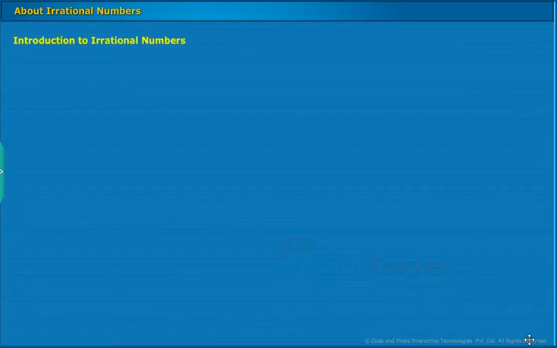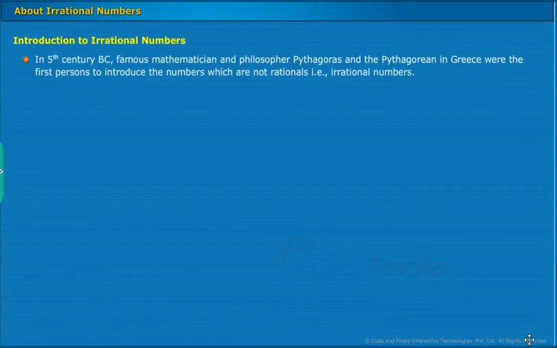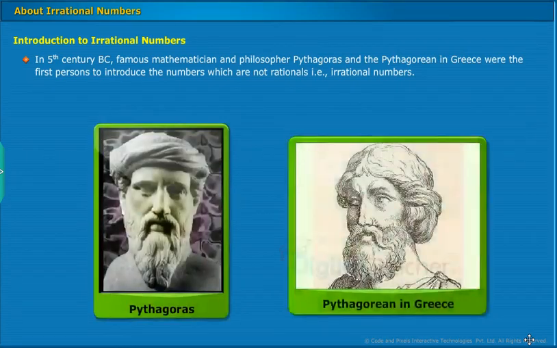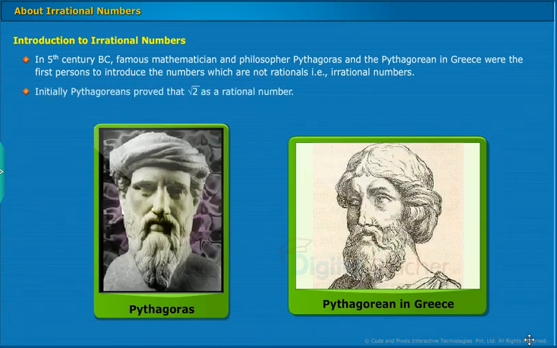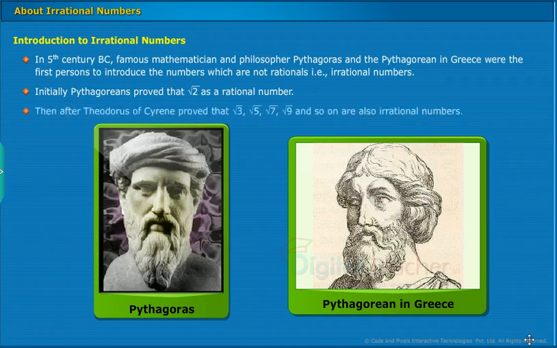Let us see a brief introduction to irrational numbers. In the 5th century BC, the famous mathematician and philosopher Pythagoras and the Pythagoreans in Greece were the first persons to introduce the numbers which are not rationals, that is, irrational numbers. Initially, Pythagoreans proved that root 2 is not a rational number. Then after, Theodorus of Cyrene proved that root 3, root 5, root 7 and so on are also irrational numbers.